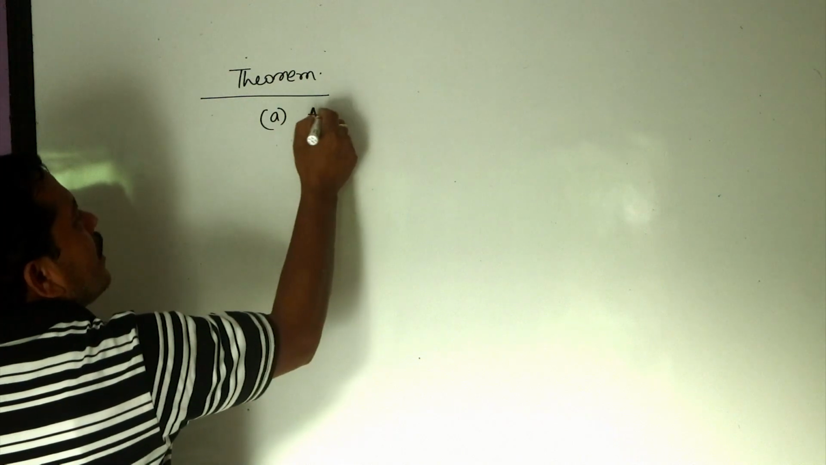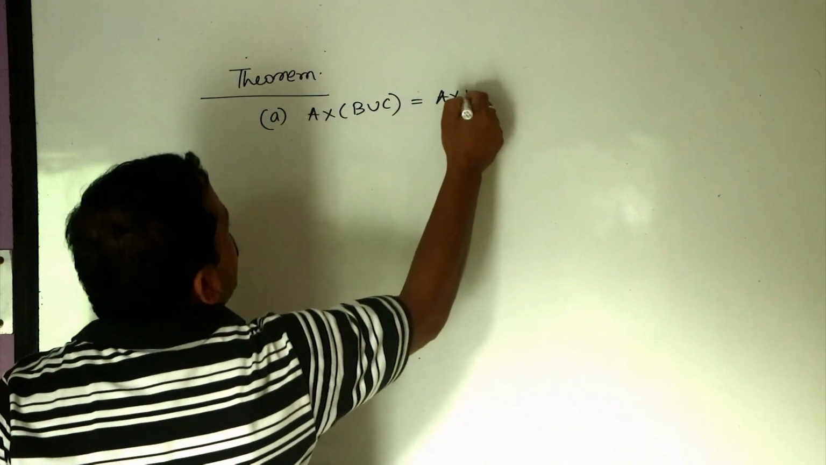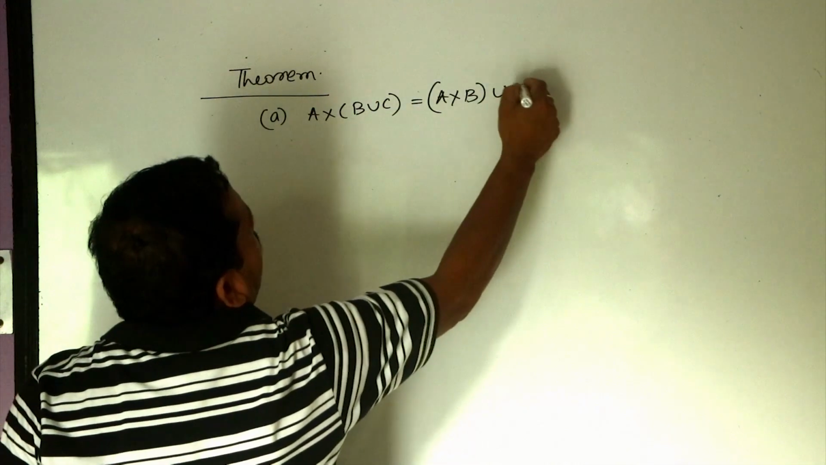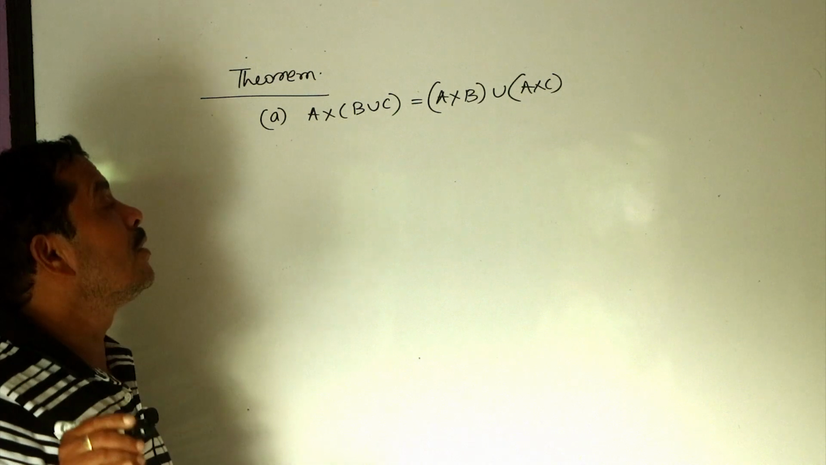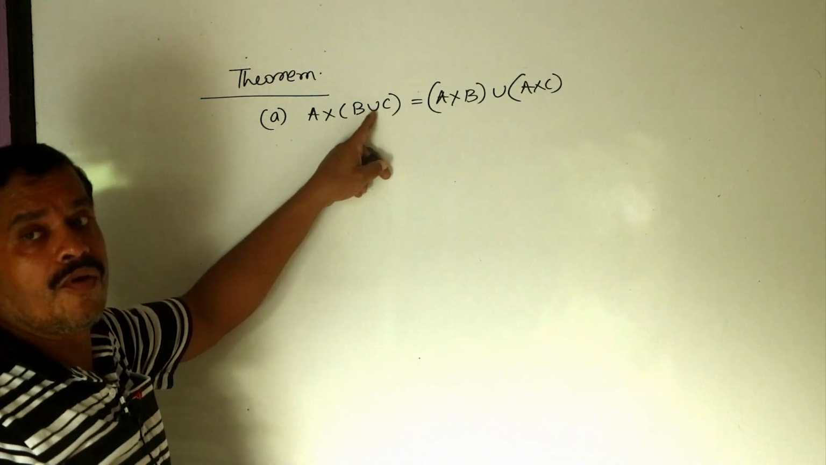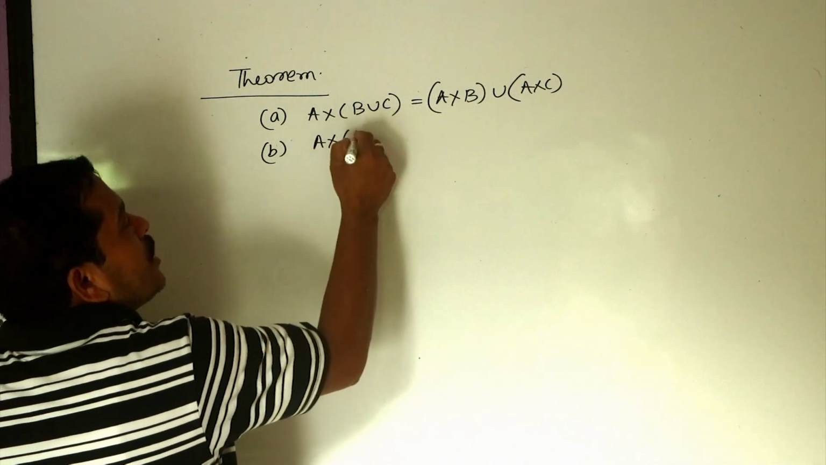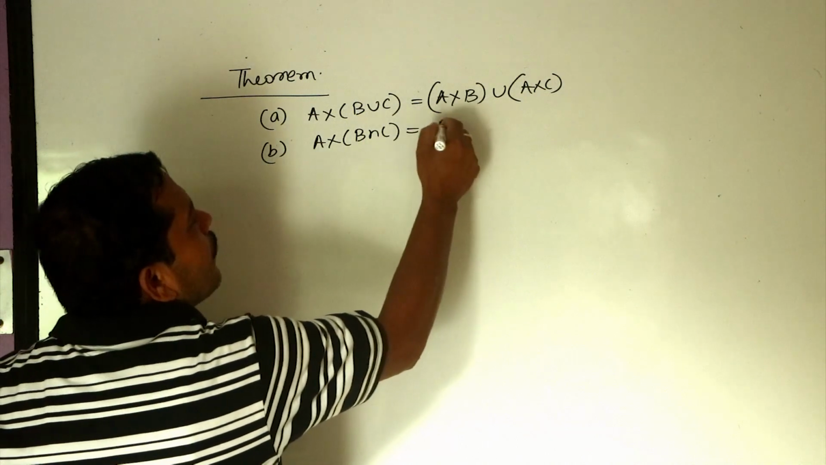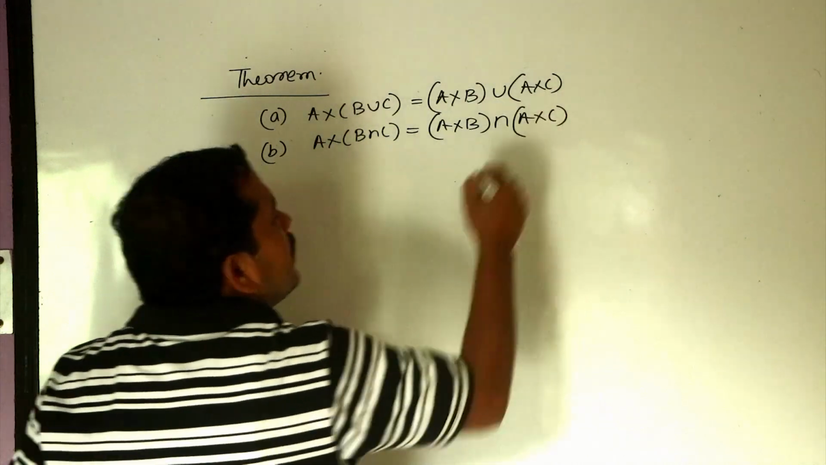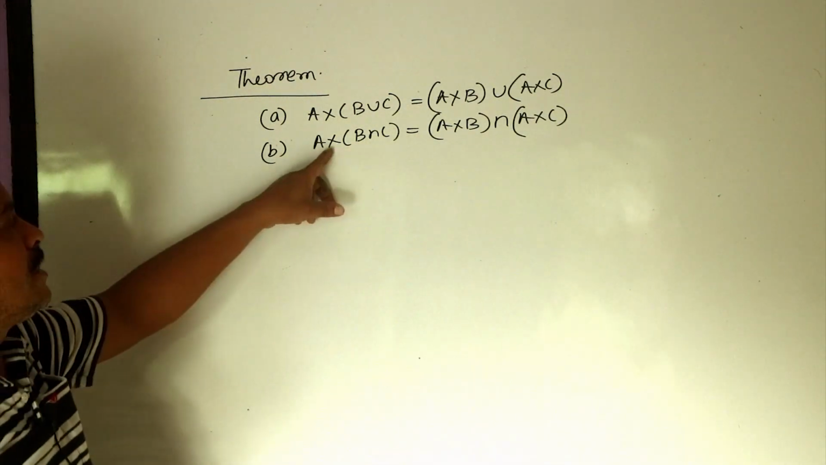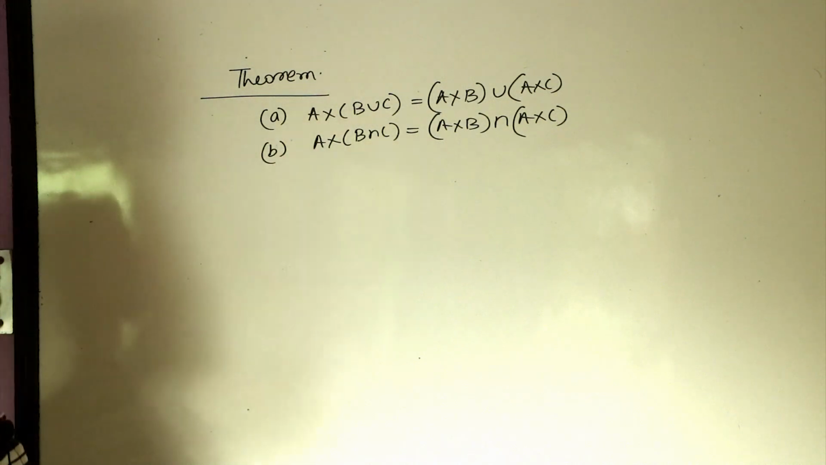First bit, A cross (B union C) equals (A cross B) union (A cross C), meaning cross product is distributive over union. B bit, A cross (B intersection C) equals (A cross B) intersection (A cross C). That means cross product is distributive over intersection. We have to prove these two results.